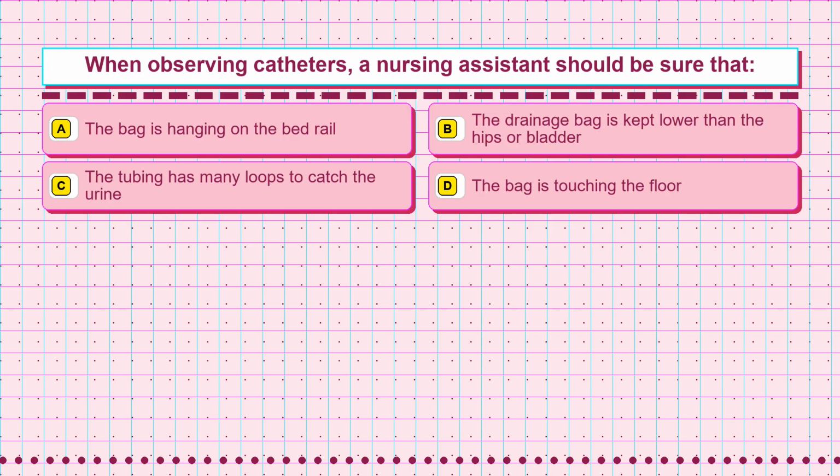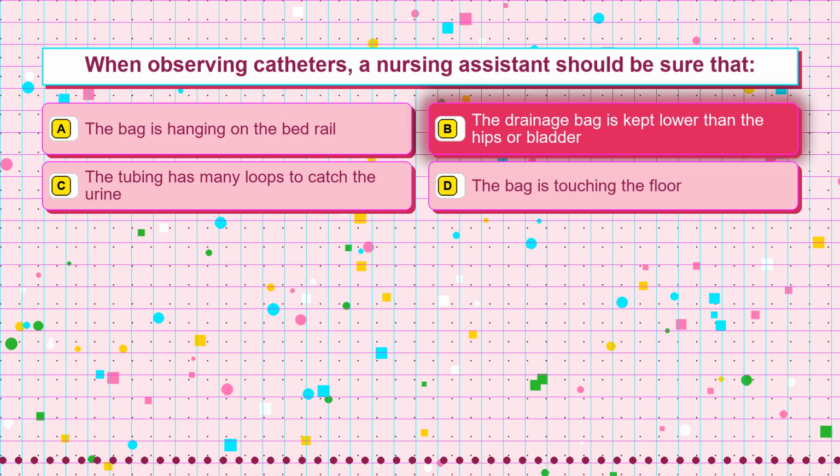Question 56. When observing catheters, a nursing assistant should be sure that: option A, the bag is hanging on the bed rail. Option B, the drainage bag is kept lower than the hips or bladder. Option C, the tubing has many loops to catch the urine. Option D, the bag is touching the floor.